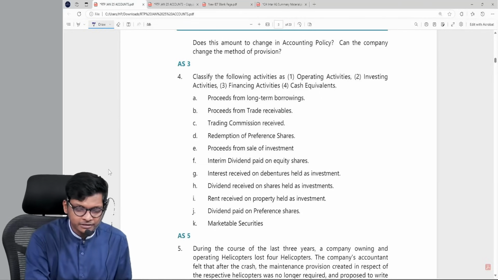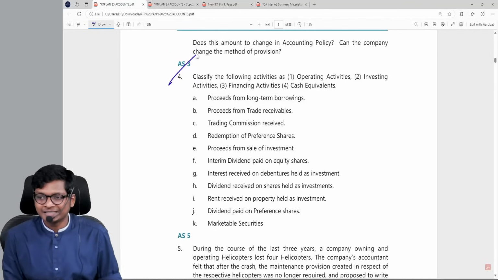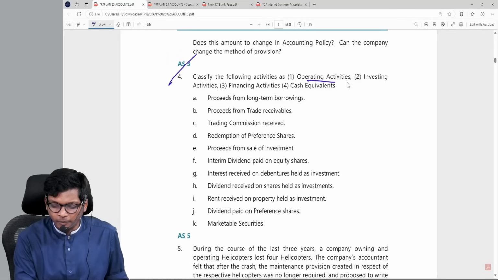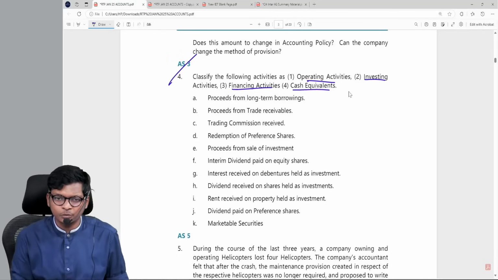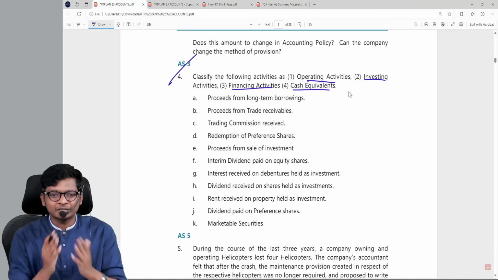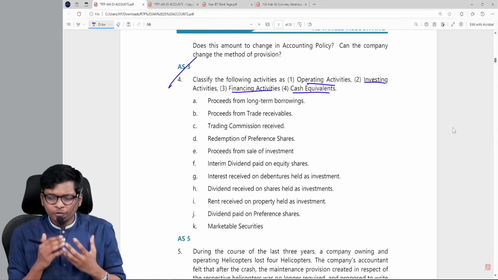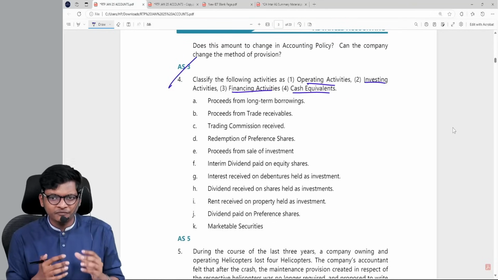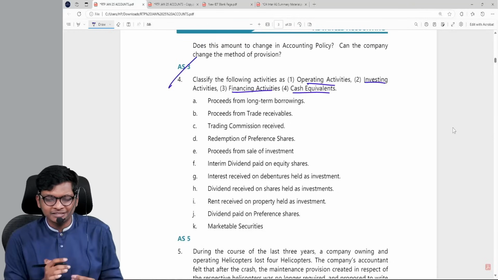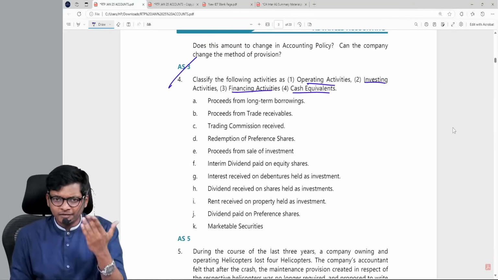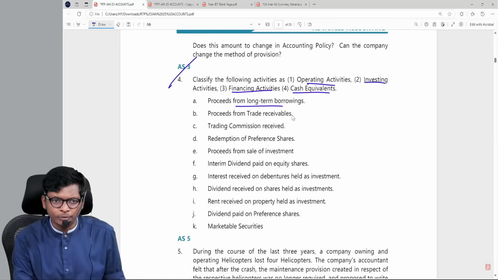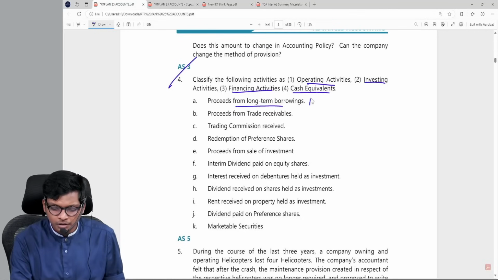Exam okay. AS3. Classification of operating, investing and financing and cash equivalents. If this comes in exam, just tell your Lucky Bhaskar part 2. Okay. Now simple. You know what's operating? Your core business. Financing, borrowing or repaying. Investing, excess funds. Quickly, we will do it together. Proceeds from long-term borrowings. Taking loan. Where it will come? Financing.